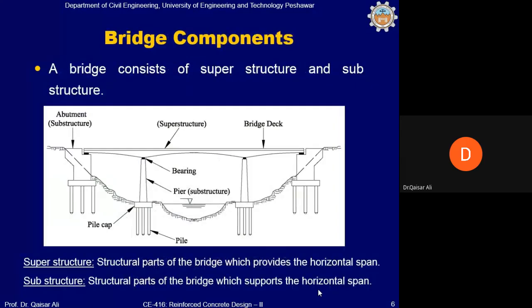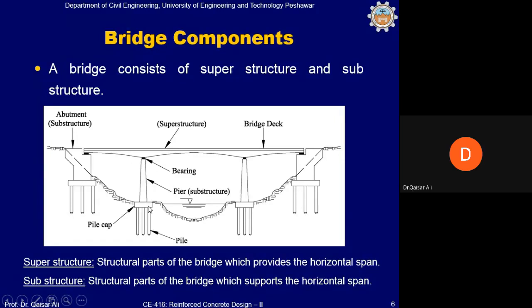The components of a bridge. A bridge consists of basically two components, superstructure and substructure. The superstructure is defined as those structural parts of the bridge which provide the horizontal span. And substructure is the parts of the bridge which support the horizontal span. So now you can see the arrow, this horizontal span. All parts of the bridge above this bearing are called superstructure, and all parts of the bridge below the bearing are called substructure.